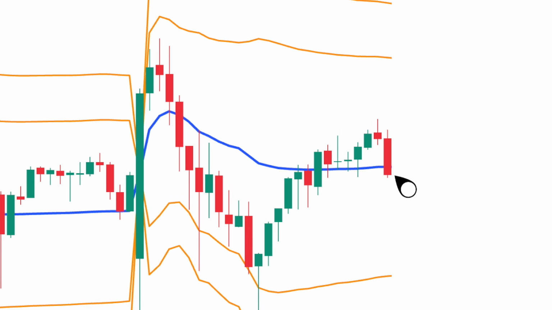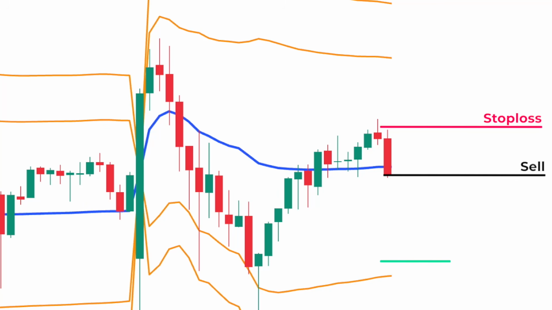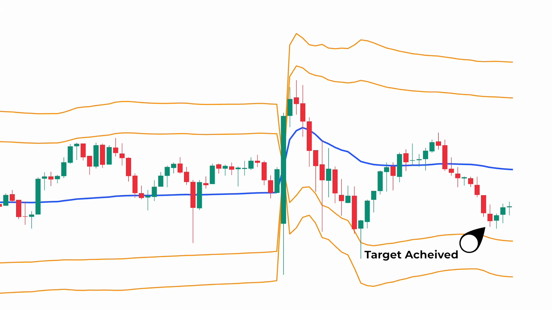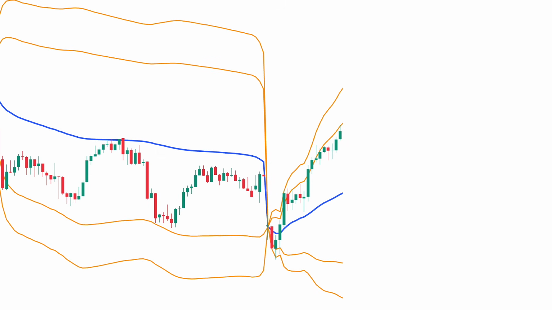Here is a big red candle that closes below the VWAP. We enter a sell trade at the close of this candle. We keep our stop loss above the high and target a 2:1 risk-reward ratio. As you can see here, the price reached our targets in the next few candles. Here is a buy trade.